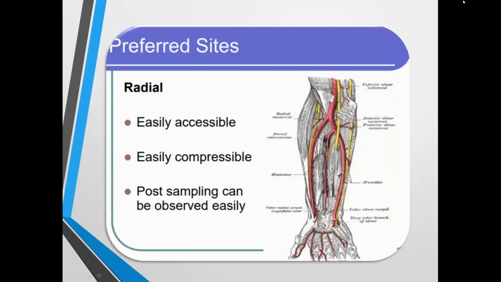The preferred site, the best site, as I already told you, is basically the radial. Radial artery is easily accessible, easily compressible, and post sampling it can easily be observed.